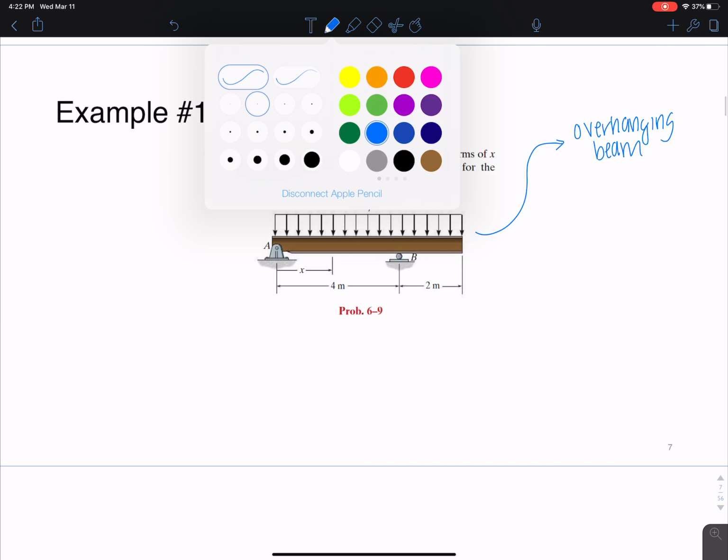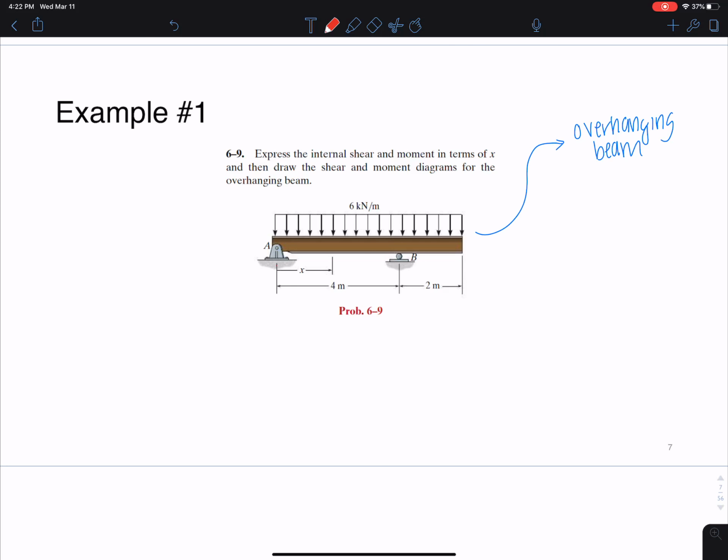Okay, so let's draw first these reactions. Okay, and we have this resultant force, right? The 6 times 6, the total length of the beam is 6. 6 times 6, I have 36 kilonewtons right here.